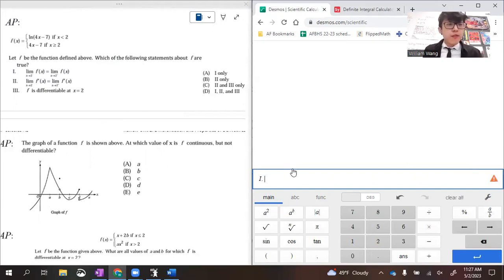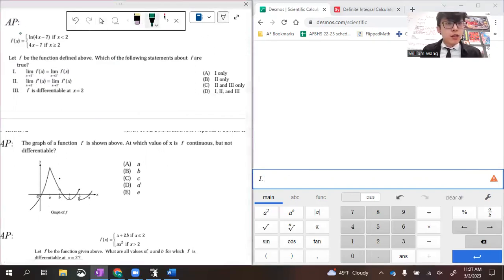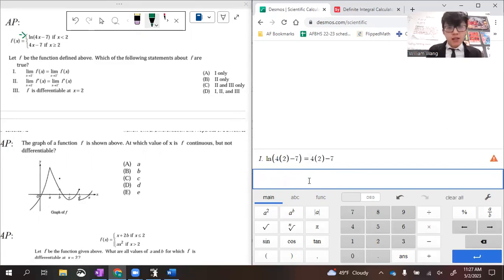So the limit from the left, I'm going to plug it into my left function. So I'm going to plug it into this function. That's going to be ln of 4, instead of x, it's now going to be 2, minus 7. And we're seeing if that's equal to 4 times 2 minus 7. So how does that turn out? That turns into ln of 1 is equal to 1.